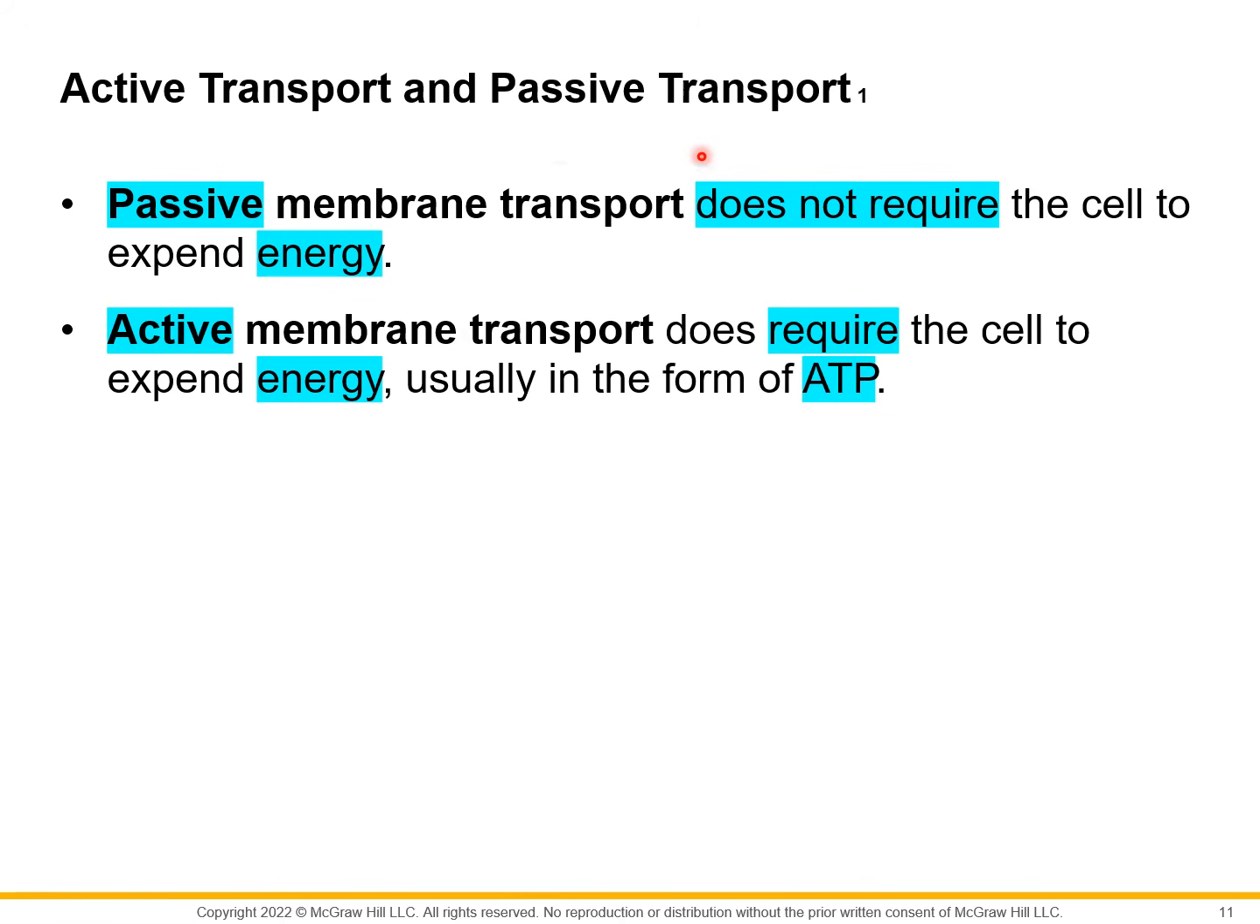When we say passive transport, this does not require energy, all right? So, hindi gagastos ng ATP molecule yung cell to proceed with transporting these certain substances. But when we say active transport, they require the cell to expend energy, usually in the form of ATP. So, gagamit or gagastos ng ATP molecule ang isang cell para lang po mapadaan yung mga substances na ito.